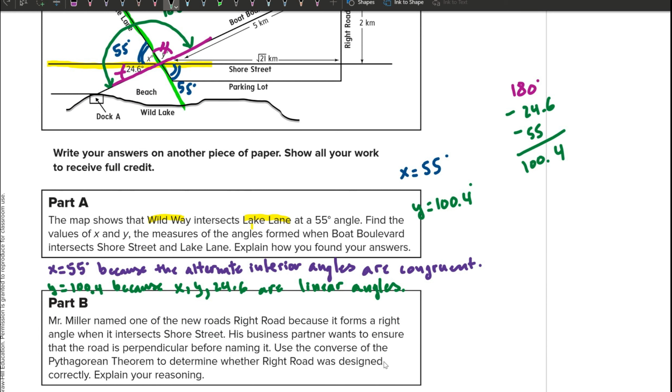Mr. Miller named one of the new roads Right Road because it forms a right angle when it intersects Shore Street. His business partner wants to ensure that the road is perpendicular before naming it. Use the converse of the Pythagorean theorem to determine whether the Right Road was designed correctly.